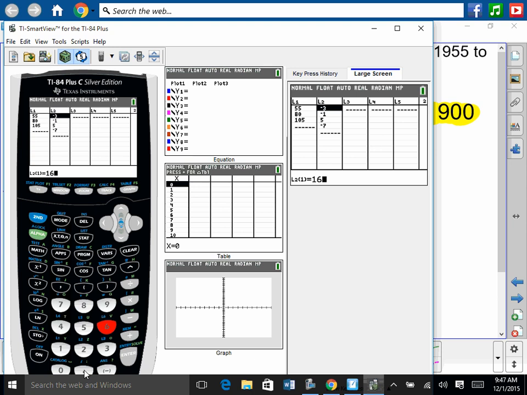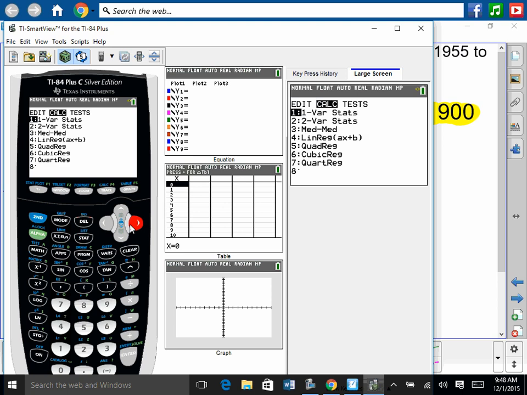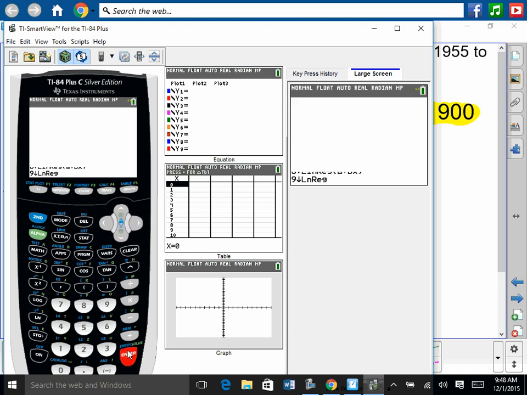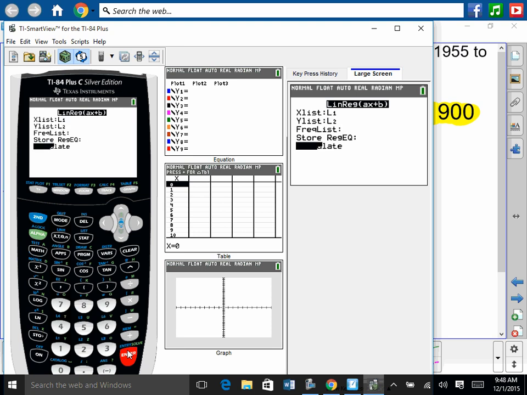16.5. 22.4. 22.9. Gosh, it takes forever to type it in on this thing. Okay, so then I hit stat, over to calculate, linear regression. Okay, here it is.